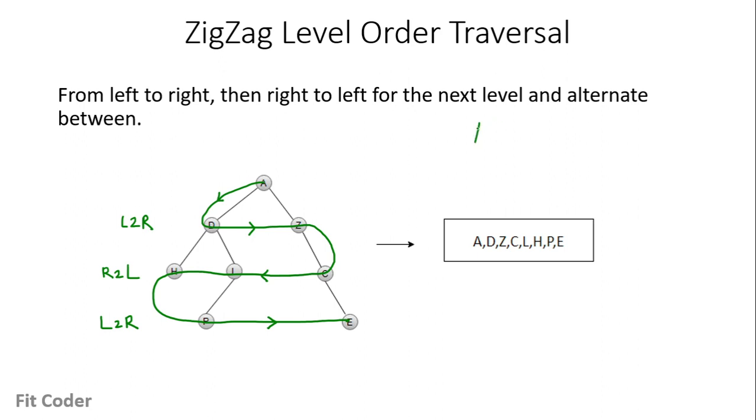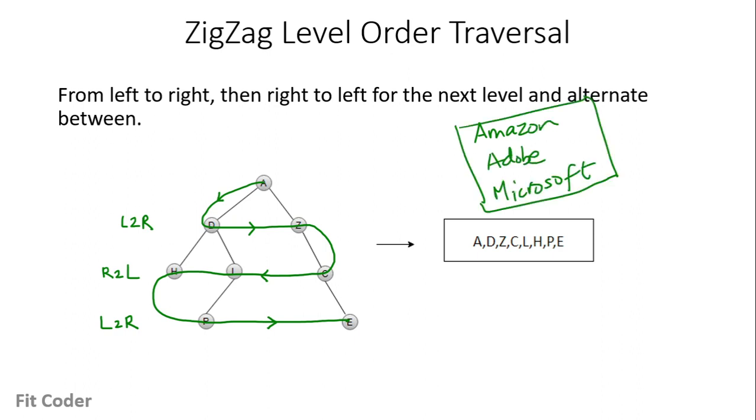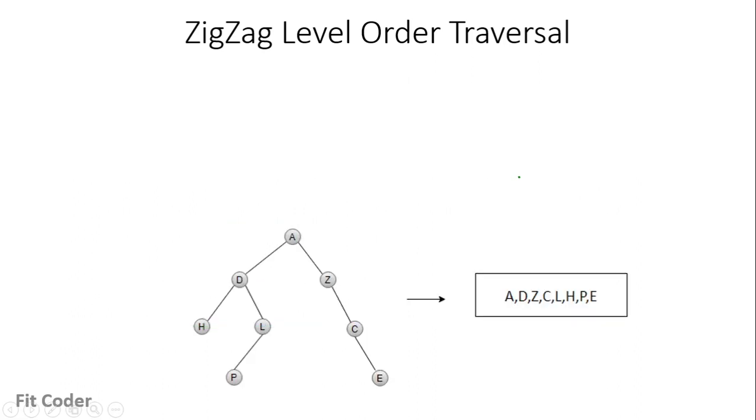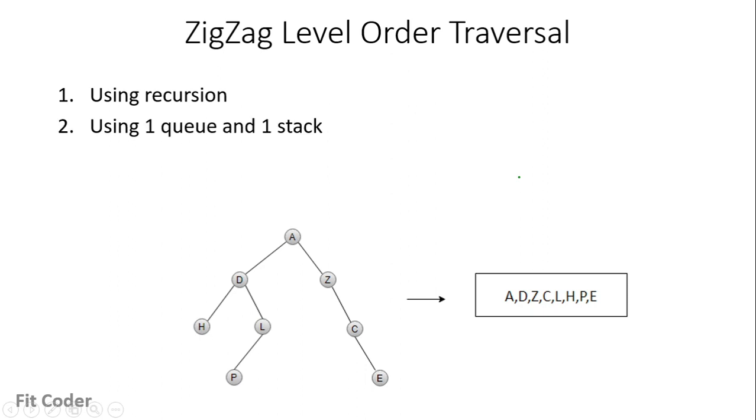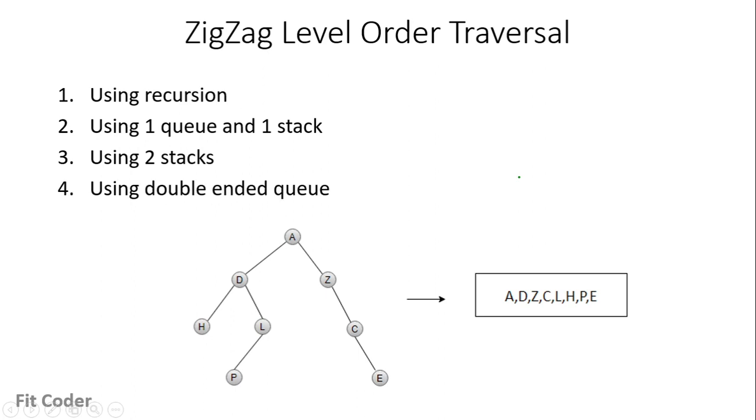So this is quite a famous interview question which is usually asked in Amazon, Adobe, Microsoft. Let's see how we can solve this. I will show you 4 methods by which we can solve this. First we'll use recursion, then we'll solve it using one queue and one stack. Then we'll see the third method which only uses 2 stacks. Then the last method uses a double-ended queue. Let's start with the first method using recursion.